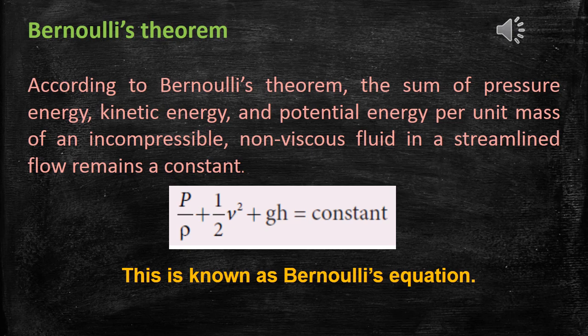According to Bernoulli's theorem, the sum of the pressure energy, kinetic energy, and potential energy per unit mass of an incompressible non-viscous fluid in a streamlined flow remains a constant. It could be written mathematically as P/ρ + v²/2 + gh = constant. This is known as Bernoulli's equation. In this video, we are going to derive the proof for Bernoulli's theorem.